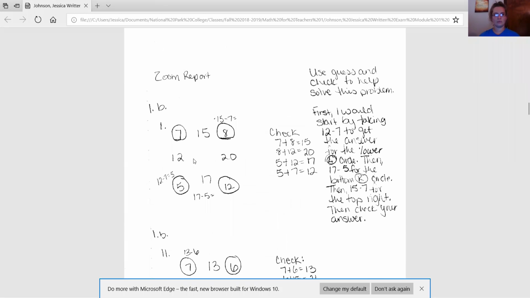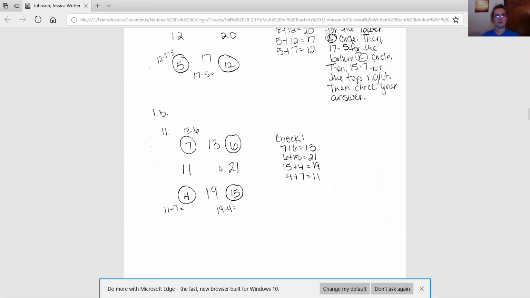The next set of problems was some of my favorite. It's where these outside circles will always equal in sum to what's in between, sandwiched between these circles. So 7 plus 8 is going to equal 15. 8 plus 12 equals 20. 5 plus 12 equals 17. And 5 plus 7 equals 12.